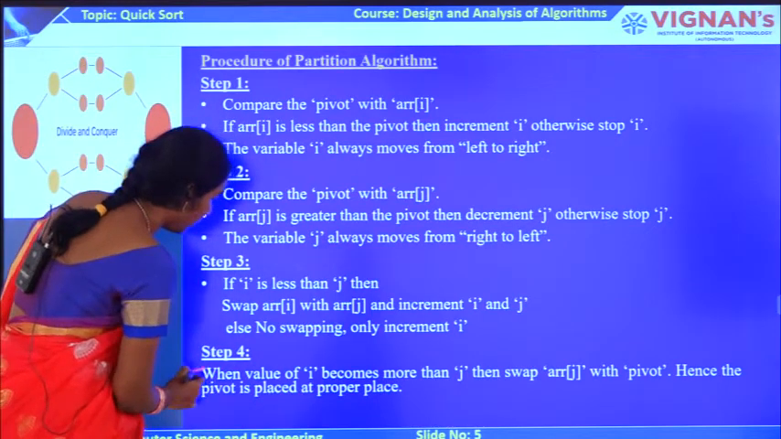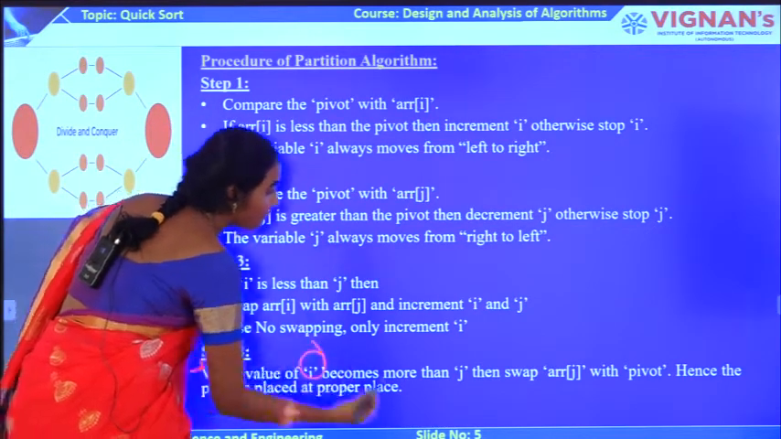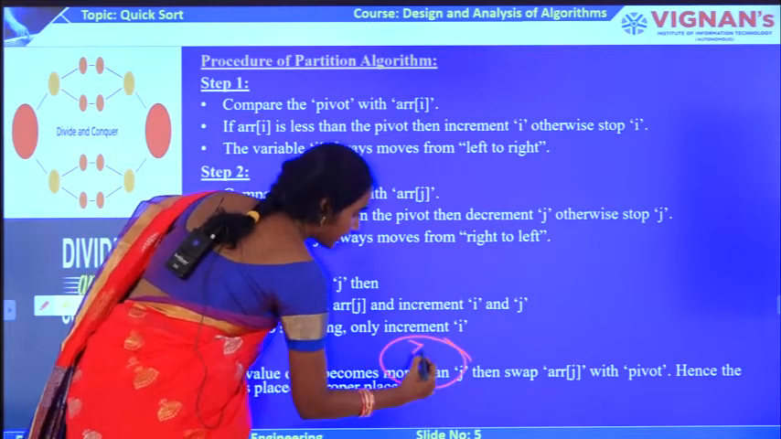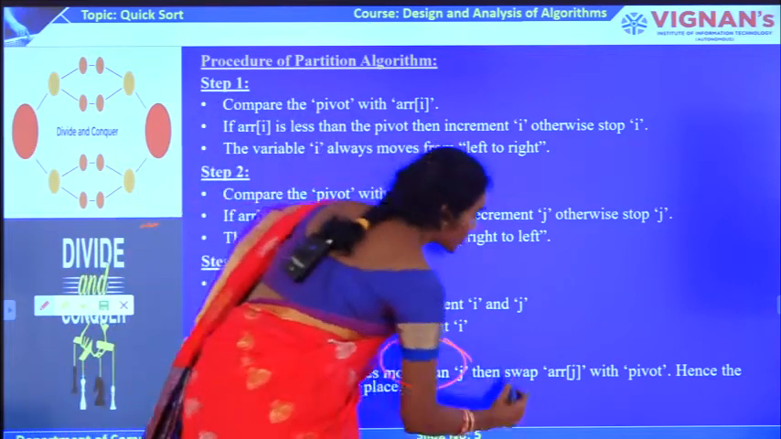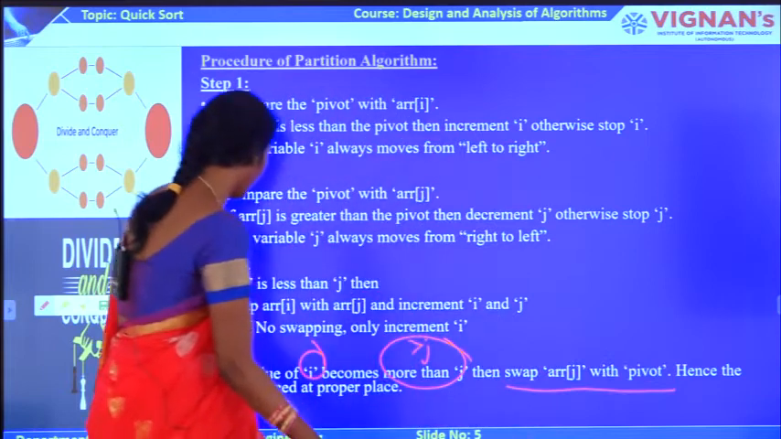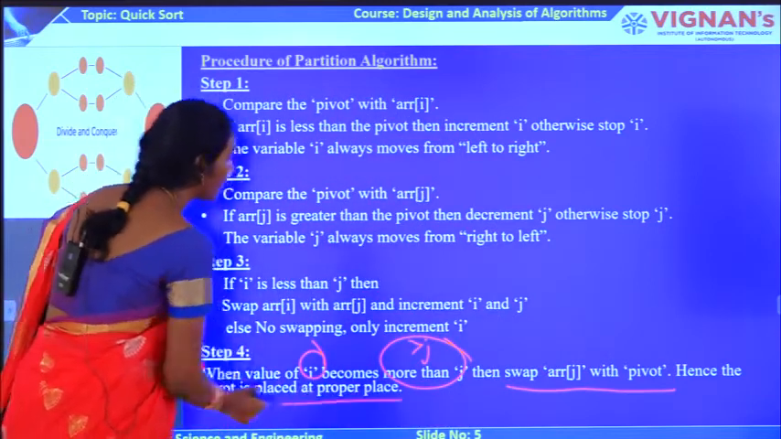So here finally when the value of i becomes more than j, that is greater than j, in that particular situation, swap array of j with pivot. Hence the pivot is placed in the proper place.